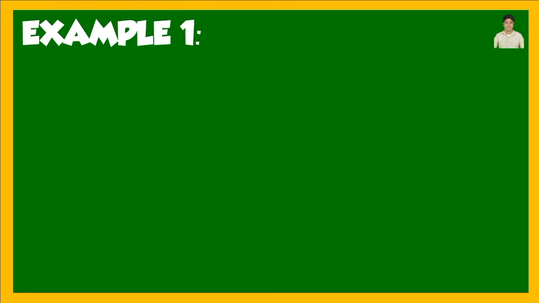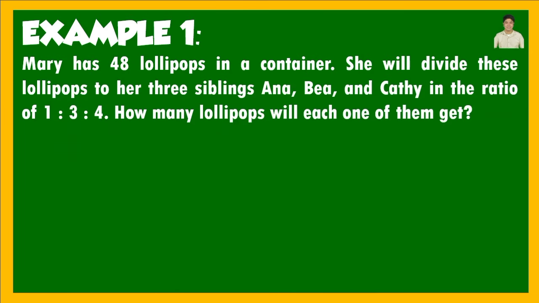So, para mas maintindihan natin yung partitive proportion, let us consider the following problem. Mary has 48 lollipops in a container. She will divide these lollipops to her 3 siblings, Anna, Bea, and Cathy, in the ratio of 1:3:4. How many lollipops will each one of them get?